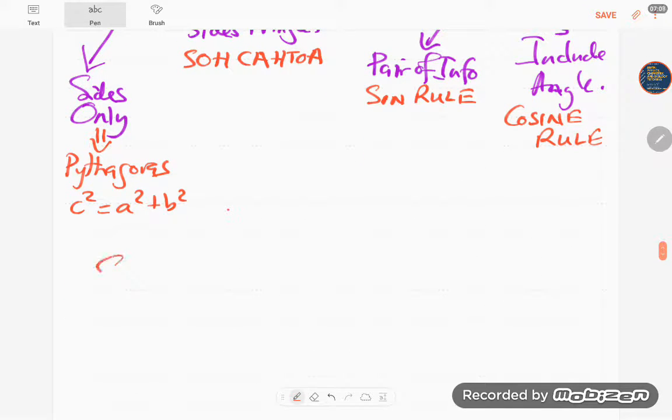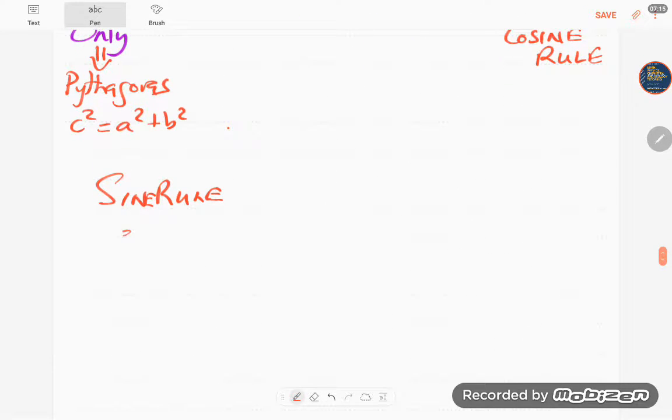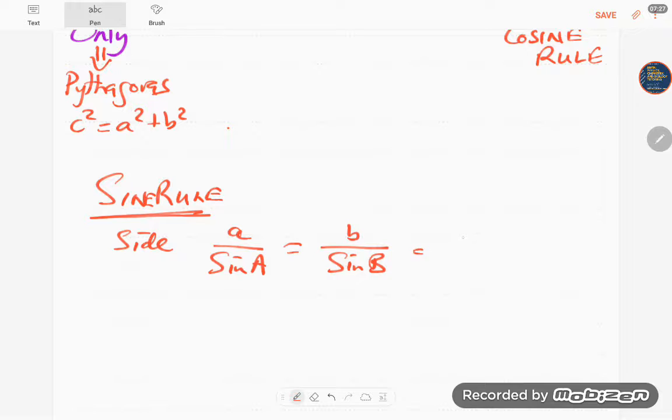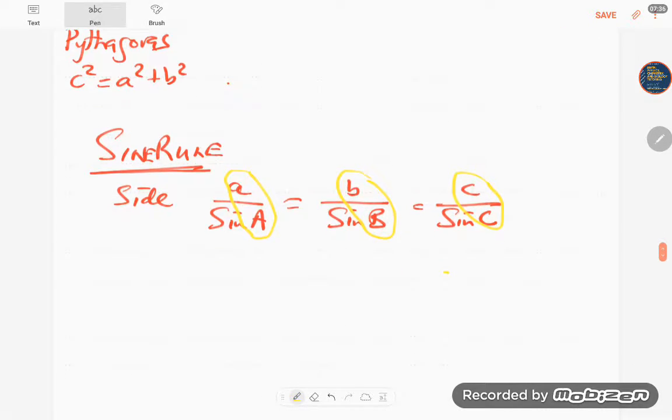Now coming right down to it. For the sine rule, the way you quote the sine rule depends on whether you want to find a side. So if you want to find a side, then you put the side on top. And notice how they pair up. That's why we say that we require pairs of information on this. Okay, similarly, if you want to find an angle, you put the angle on top.